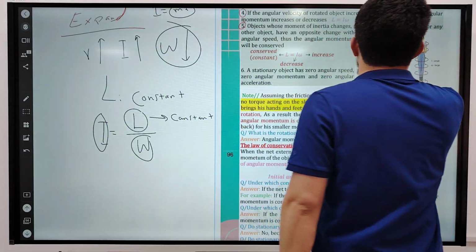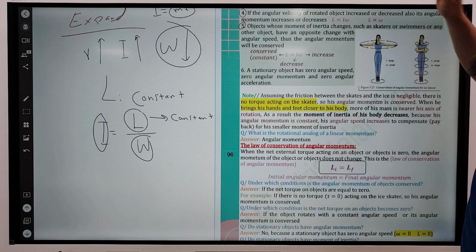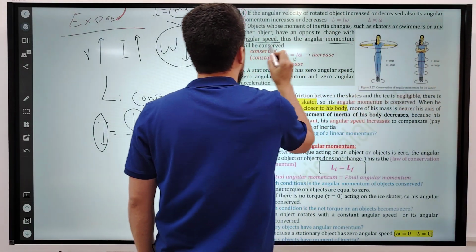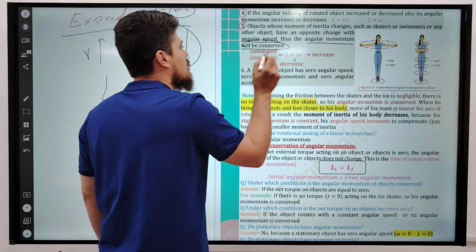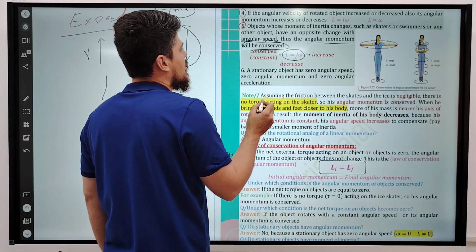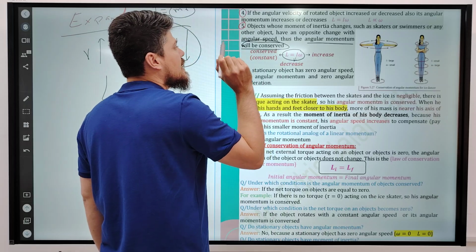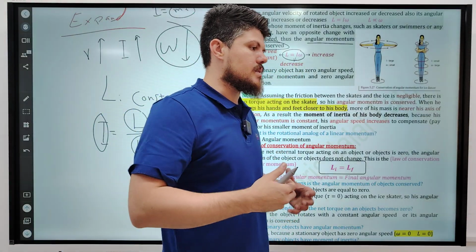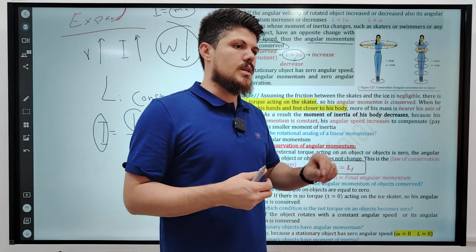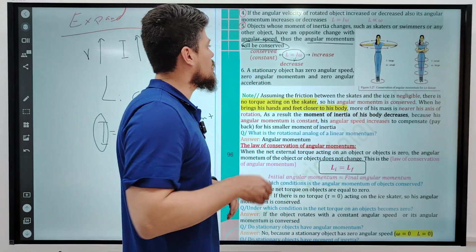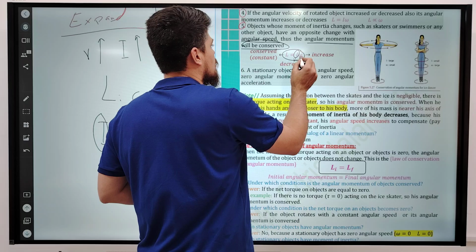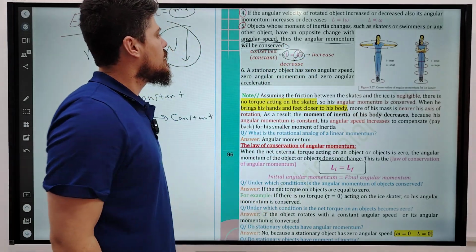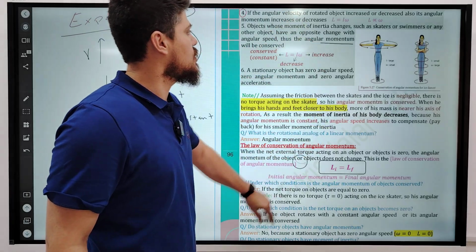Objects whose moment of inertia changes, such as skaters or swimmers or any other object, have an opposite change with the angular speed, whose angular momentum will be conserved. L is equal to what? I omega. This is for a flexible object. What do you mean by a flexible object? The object whose moment of inertia changes during rotating, decreasing or increasing. When the moment of inertia decreases or increases, the angular speed also increases or decreases. But its angular momentum is conserved, or constant, or doesn't change.